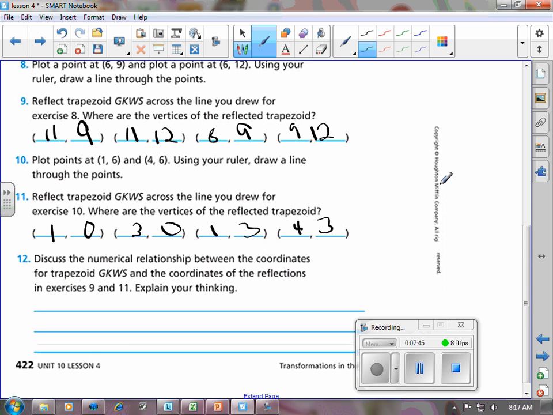Okay, so you guys just see I'm just identifying the points on each corner, the vertices where they meet. So the trapezoid's reflected across the vertical line and the y coordinates remain the same, but the x coordinates change. When it's reflected across the horizontal line, the x coordinates remain the same and the y coordinates change. So that's your answer to number 12. Replay if you need to.